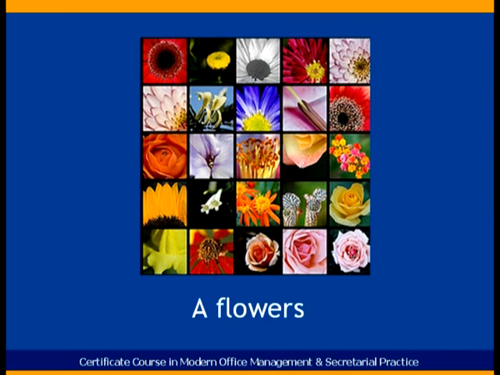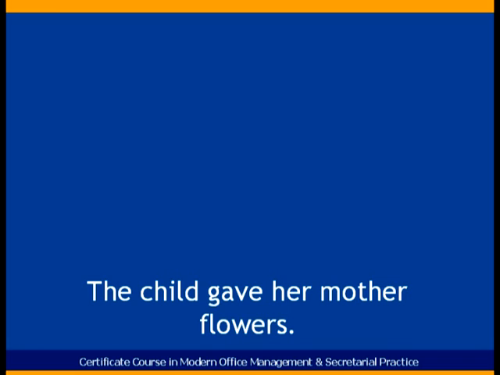When there is more than one flower, we don't say a flowers. Instead, the word a gets dropped out and we just say flowers. Let's see how this works. The child gave her mother flowers. We are talking of many flowers. But do we know which flowers she gave her mother?